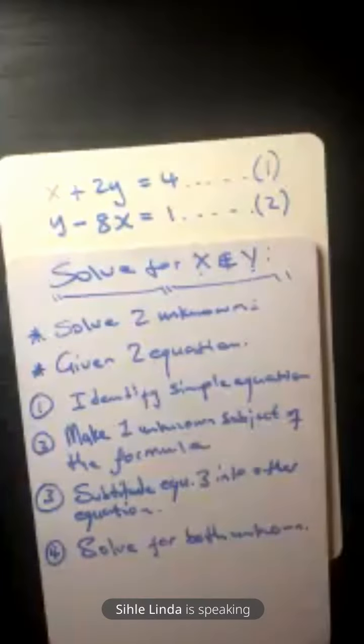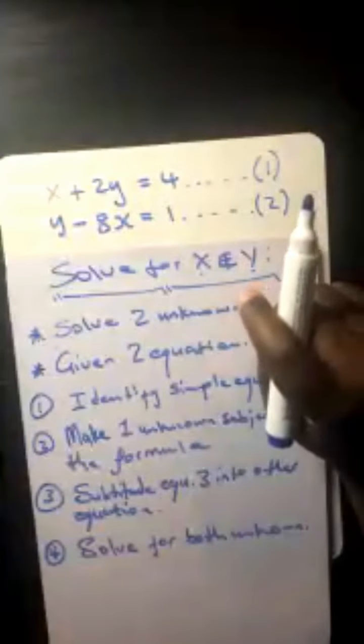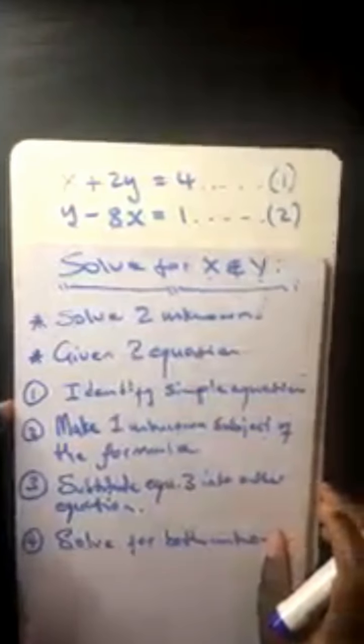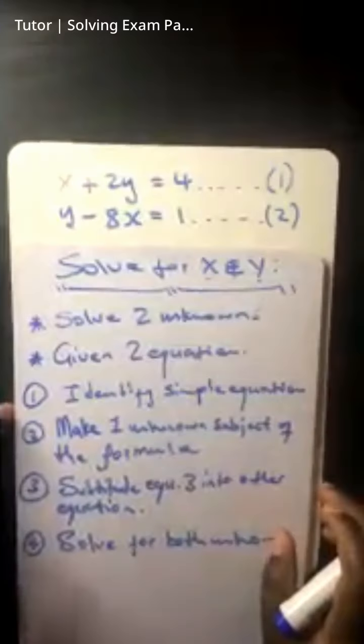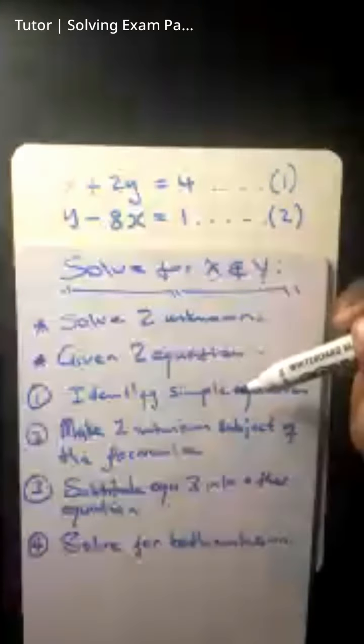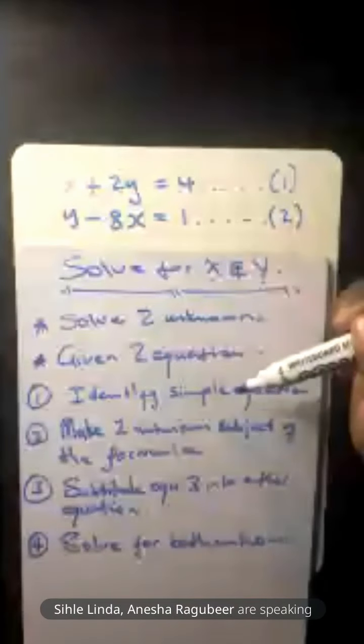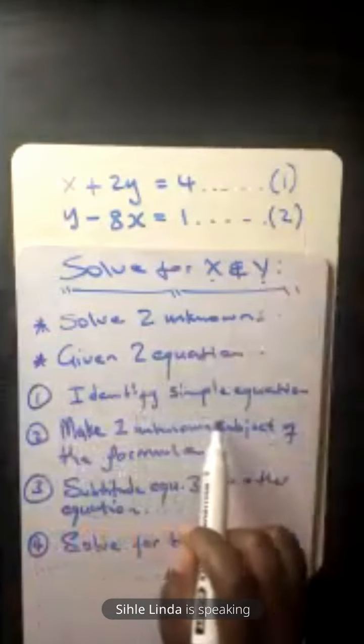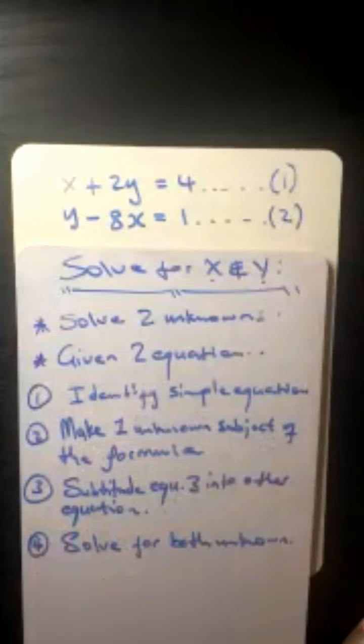Yes, sir. Guys, are we still together? Yes, sir. Do you understand these two parts, for two unknowns, again given two equations? Yes, sir. Okay, so now let's move to number 1.